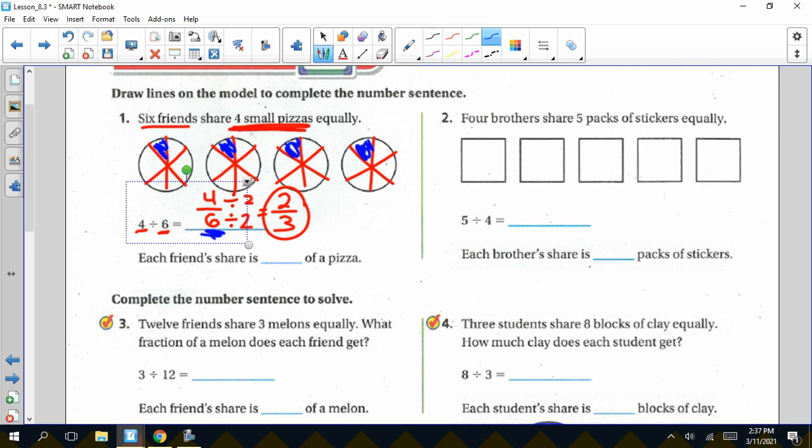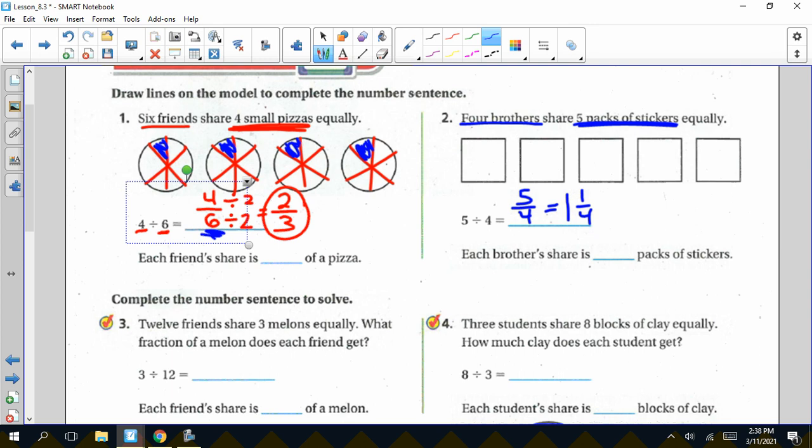Number 2, 4 brothers share 5 packs of stickers equally. So the 5 packs of stickers are being divided among 4 brothers. Again, it's the stickers being split apart, not the 4 brothers. So we do 5 divided by 4. 5 divided by 4 is simply 5/4. And since that's an improper fraction, we would T-bow that, and we would get 1 1/4.